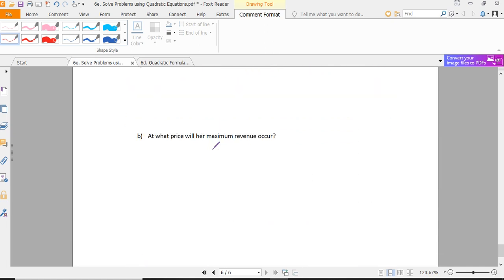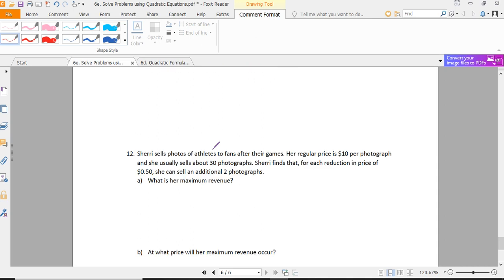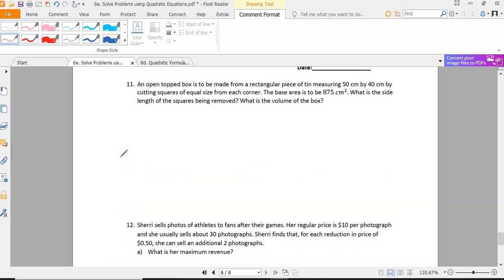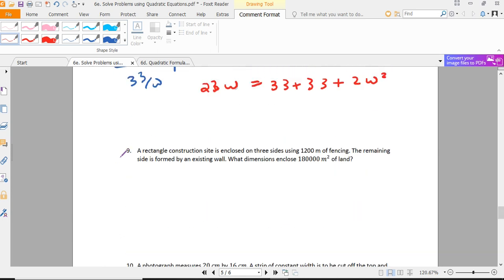So the next four questions are very similar. Question 12, we've done a question like this in the past. If you have any questions about any of these remaining four, please post under math questions. Alright? Okay, take care.